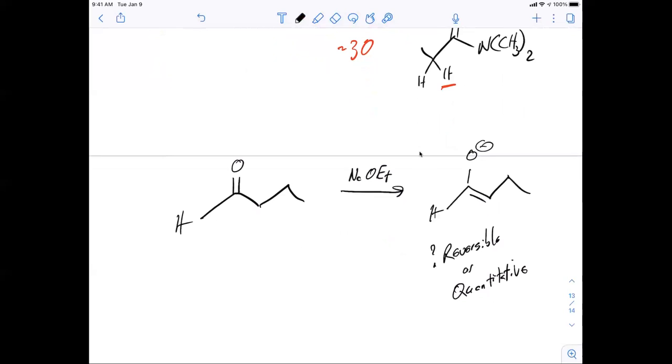Okay. Chemists don't like to say 100% because very few things are 100%. So we use the term quantitative. Quantitative would mean that this reaction would proceed to the products to a quantitative amount, meaning almost 100%. So the question here is, with this species, is this going to be a reversible process or quantitative? And what decides that? What's going to decide that is my base.